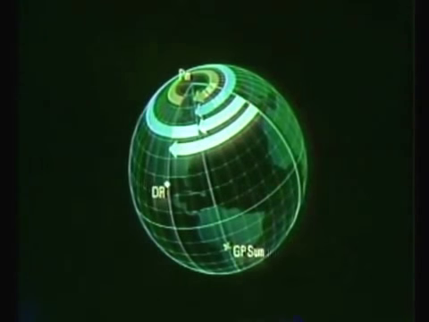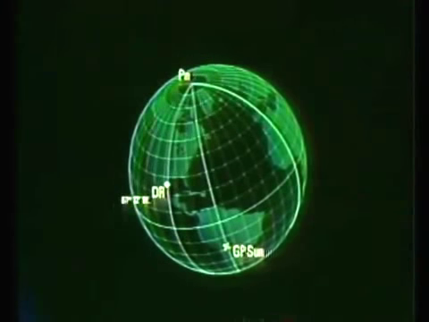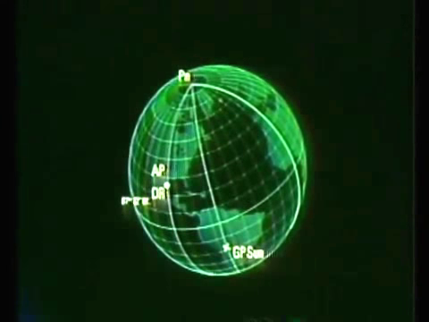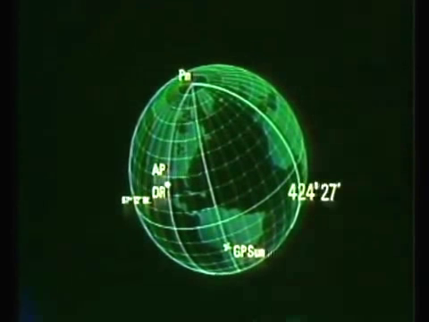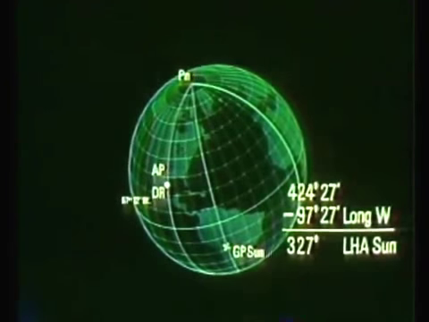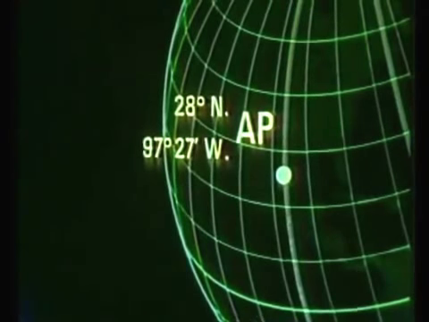LHA is this figure minus longitude. The longitude of your DR position is 97 degrees 12 minutes west. But remember, the longitude of your assumed position should be a figure that when subtracted from GHA Sun will produce an integral degree of LHA. If you use 97 degrees 27 minutes, the difference will be an LHA Sun of 327 degrees. Now you have established your assumed position. 28 degrees north latitude and 97 degrees 27 minutes west longitude.